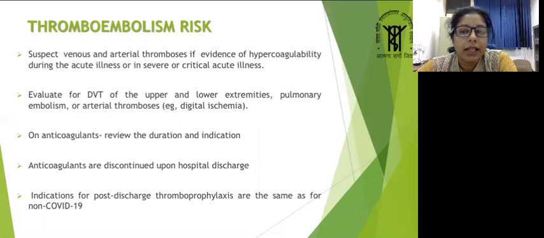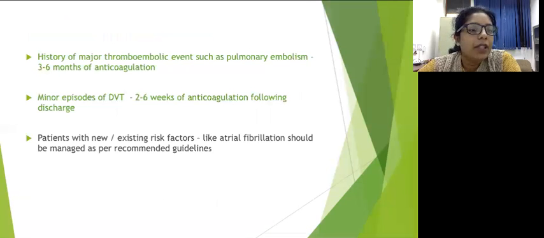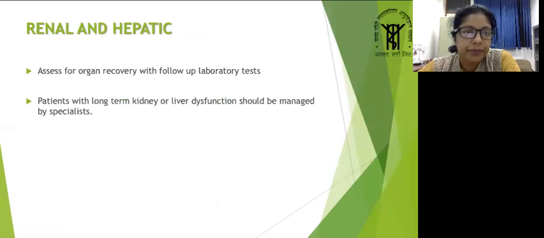For patients who are taking anticoagulants, review the duration and indication, confirm the appropriateness and safety as we do in any other patient on anticoagulation. Indications for post-discharge thromboprophylaxis are the same as in non-COVID 19 patients. If there is a history of major thromboembolic event like pulmonary embolism, then the patient should be put on 3 to 6 months of anticoagulation. But if there was a minor episode of DVT, 2 to 6 weeks of anticoagulation will suffice. Patients with new or existing risk factors like atrial fibrillation should be managed as per the recommended guidelines.